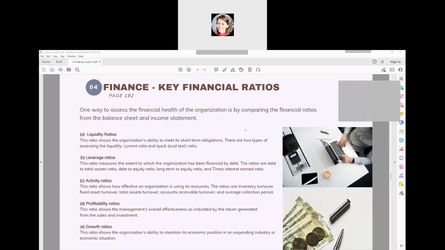So when it comes to this, these are the ratios that are normally looked into: liquidity, leverage, activity, profitability, and growth ratios. Again, in the textbook there are formulas presented, so you can plug the figures in as you read the Apple case, just to try out. These ratios are taken into consideration when assessing the financial health of the organization.